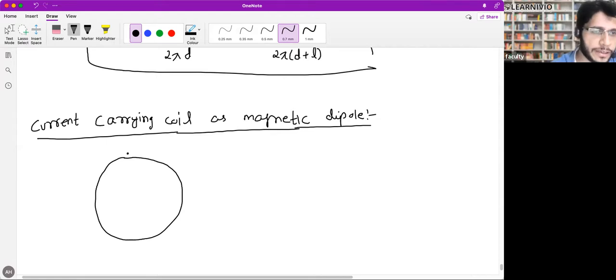If you have a current carrying coil, then this current carrying coil will act as a dipole. When I say dipole, it means it will have both a north pole as well as a south pole. In electricity, when we say dipole, we mean a system having positive and negative charges. In magnetism, when we say dipole, that is a system having a north pole and a south pole. Shahzada, does a monopole exist in magnetism? When I say monopole, it means a system having only a north pole or only a south pole. Yes, Shahzada, what do you think? Do monopoles exist in magnetism?